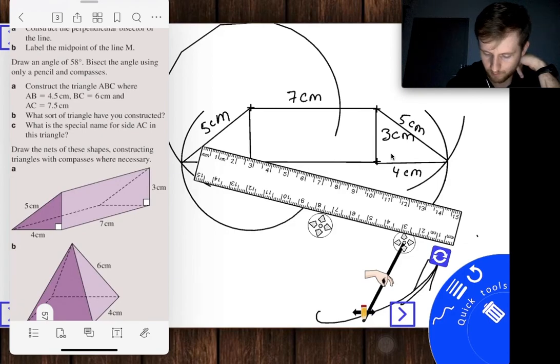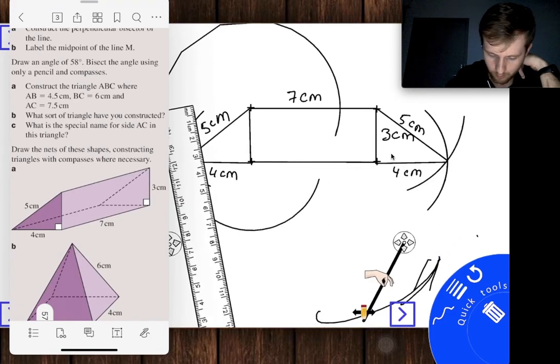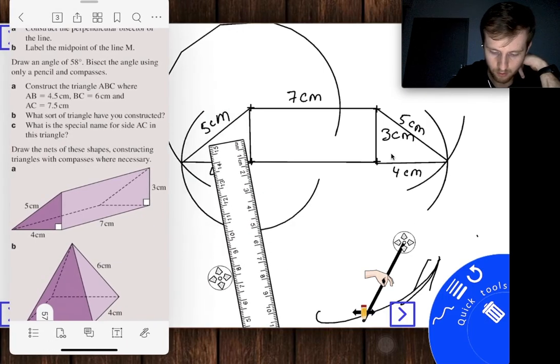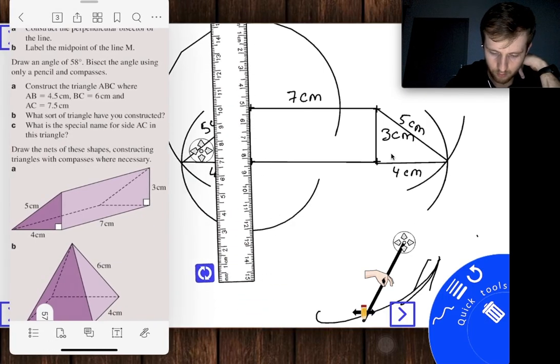Why is it not working right? My God, such a mess. Such a mess that I made here.